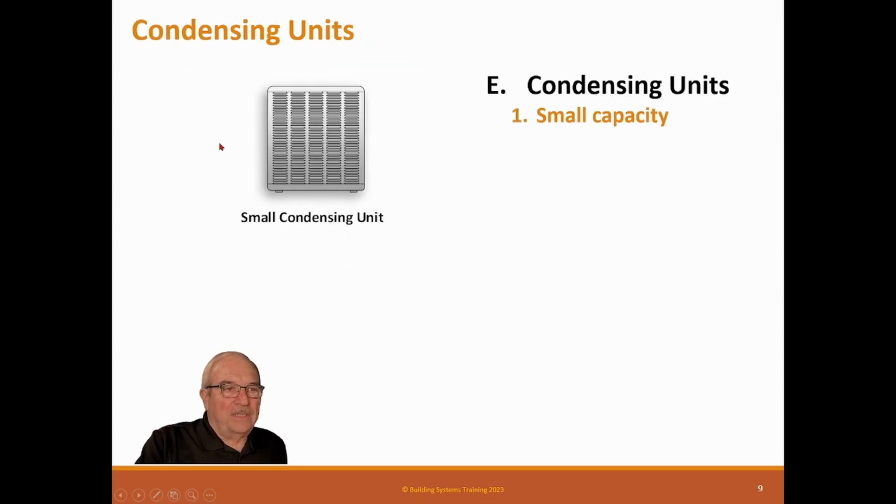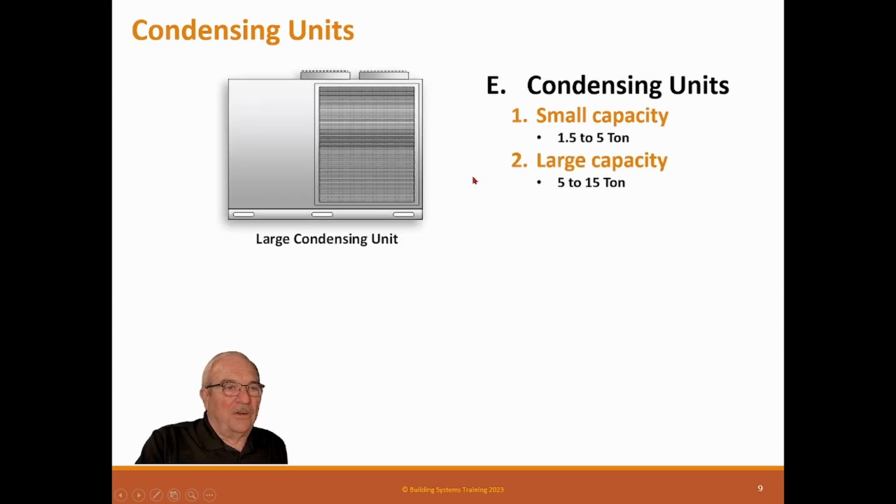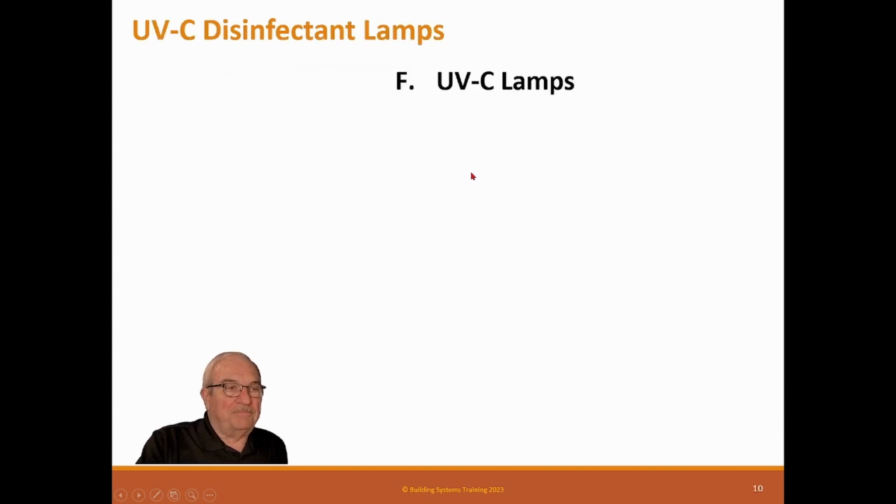Condensing units, of course, get small capacity units, 1 to 5 ton. You get large capacity, you can go to 15 ton or so. You can get bigger ones, but normally for a single coil, there's not bigger ones. You get to 120 ton, I guess.